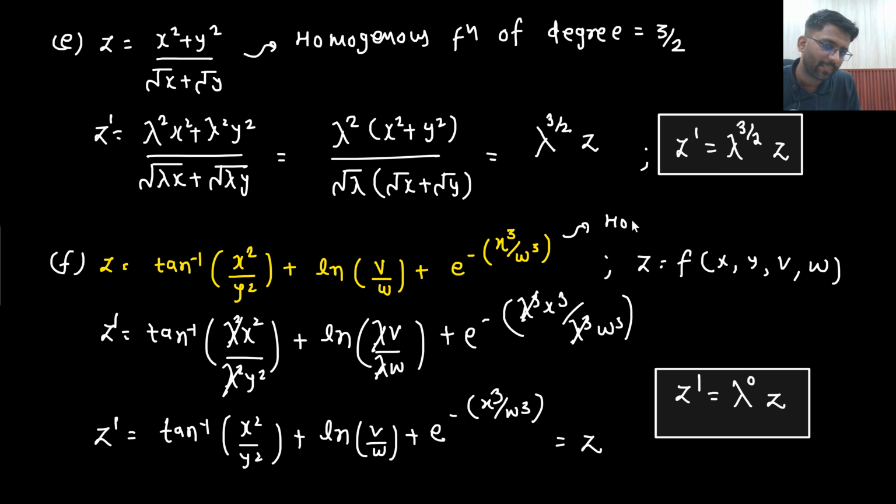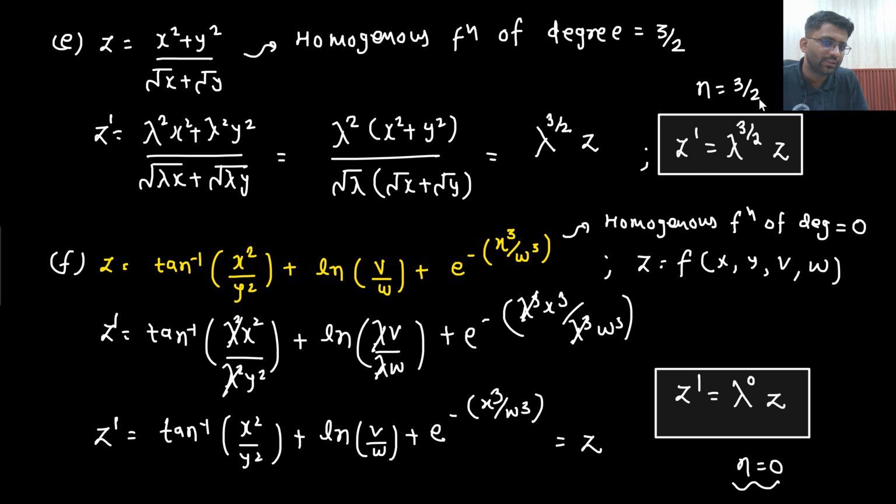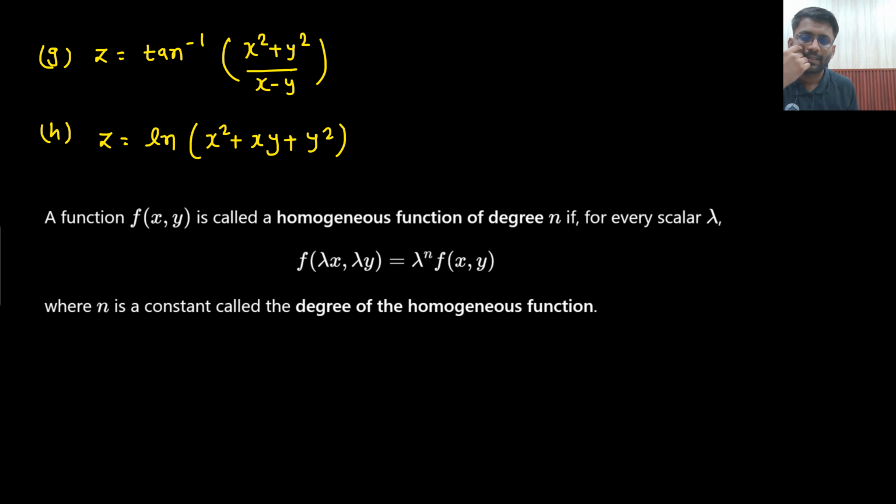Homogeneous function of degree 0. So here what is the value of n? Value of n is 0. Here the value of n was 3 by 2. Any value could be possible. No, I said n is a real number. Any real number is possible. Right? So it is a homogeneous function of degree 0. So here everything was getting cancelled out. Right? Here the definition is written, which we have already understood.